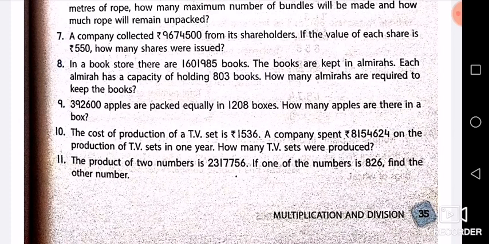Do you understand the question? Here the capacity of one almirah is given, that in one almirah you can keep 803 books. You have to find out how many almirahs are required. That is the same as question number 7. In question number 7 it was asked the total number of shares issued by the company. Just like that.